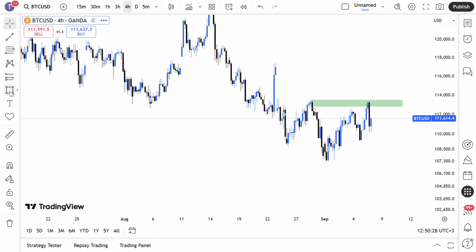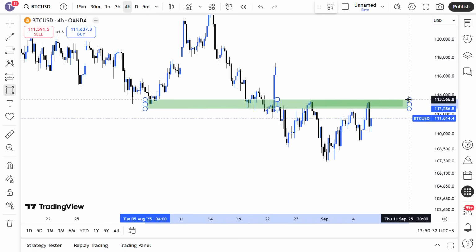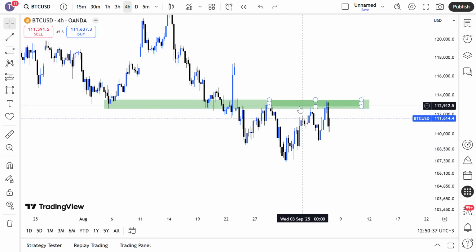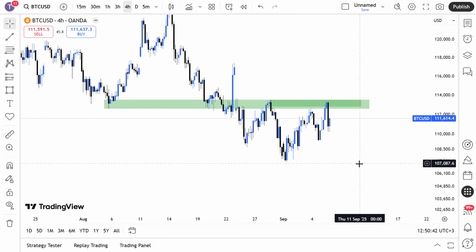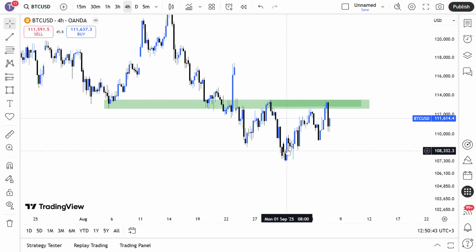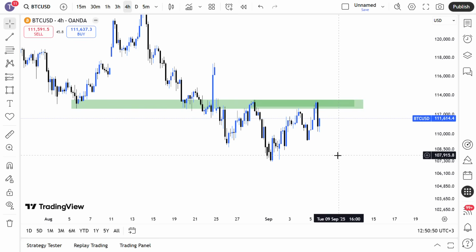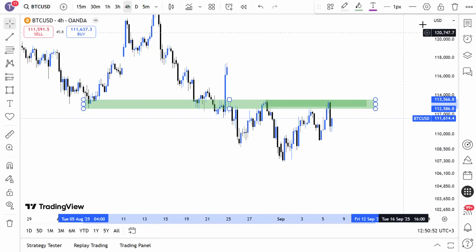This area here was acting as our resistance level and also our support level. That is why I said that if we find a good confirmation from this area, we will be looking for sales to the downside. And currently, the price is having a corrective move to the upside before the impulsive move to the downside.